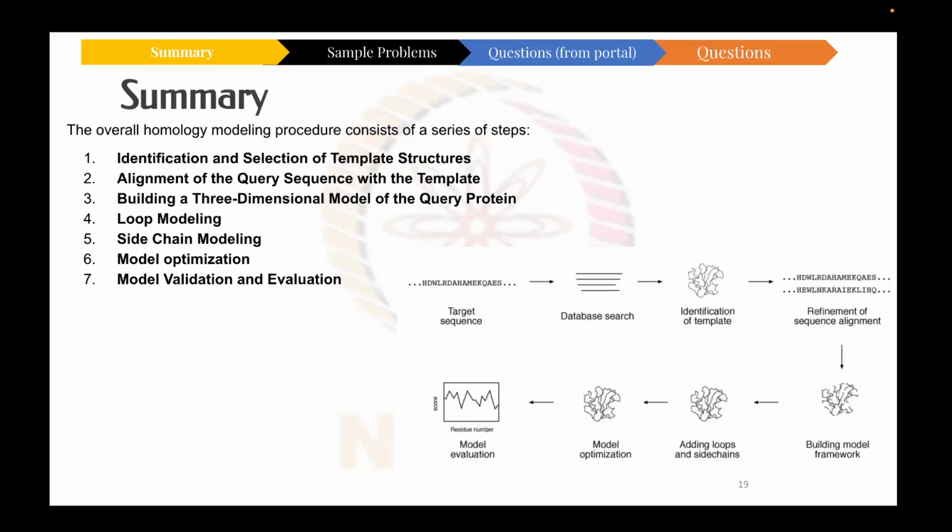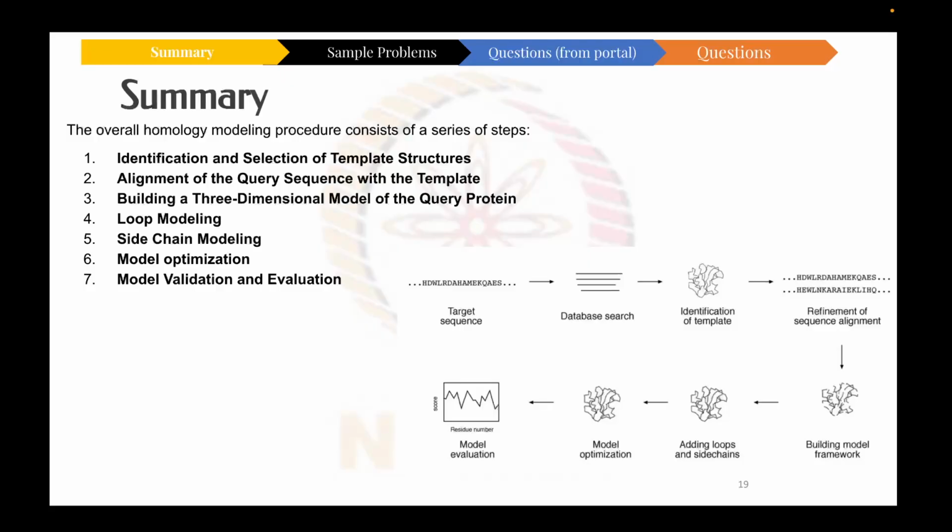Next is the alignment of the query sequence with the template. This is an important step in the process. It is essential to achieve a high quality sequence alignment as it directly impacts the accuracy of the resulting model. A homology model can only be as good as the sequence alignment. So multiple sequence alignment is preferred as it contains evolutionary information that is important for structure and function. Effective multiple sequence alignment tools like T-Coffee, Clustal Omega, and ClustalW are recommended for use.